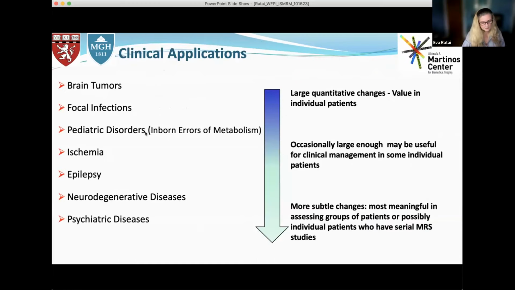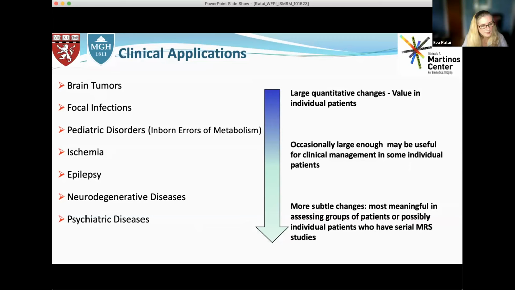So we use it clinically for brain tumors, focal infections, pediatric disorders, these inborn errors of metabolism, ischemia, epilepsy, neurodegenerative diseases, and psychiatric diseases. And the order in which I mentioned them is not arbitrary, because in brain tumors, focal infections, and pediatric disorders, these spectroscopic changes are large enough that they're of value in individual patients, where you can make a slam-dunk diagnosis based on spectroscopy if you wanted to.